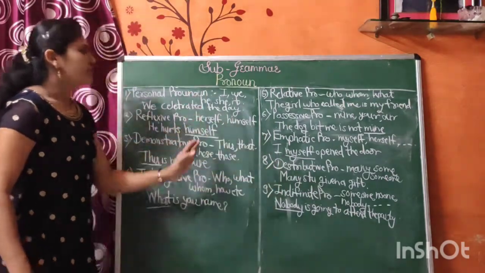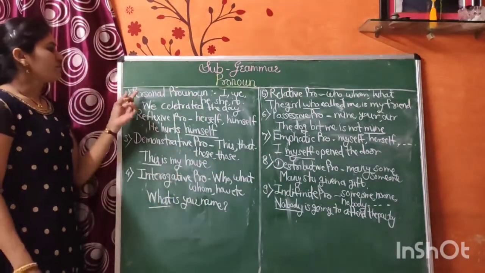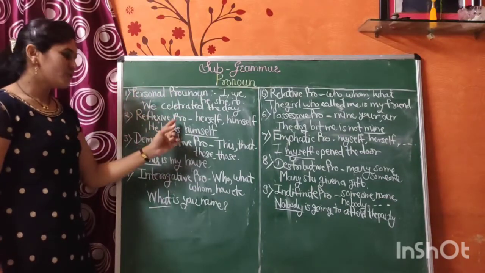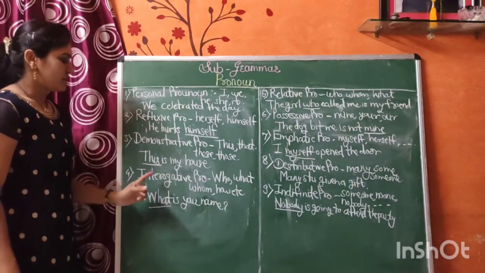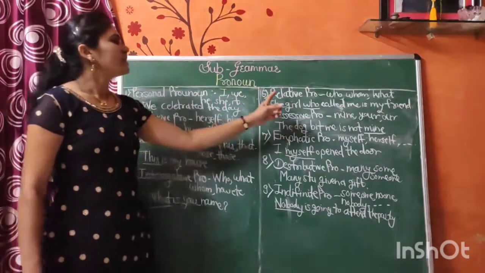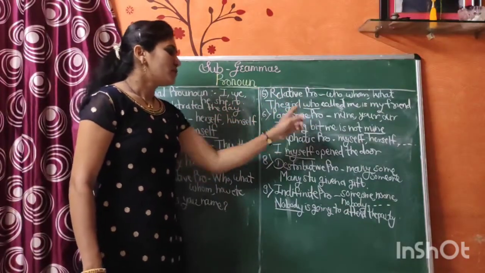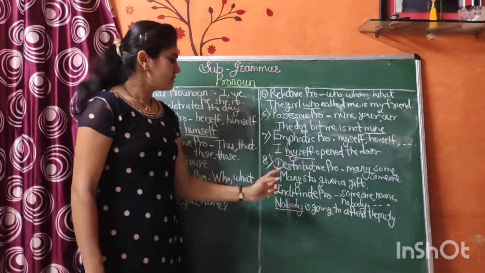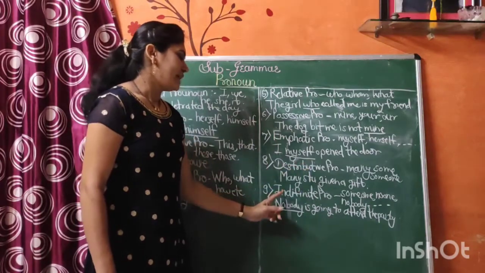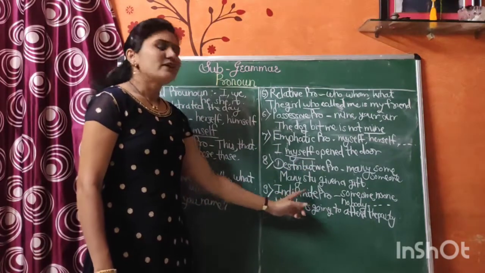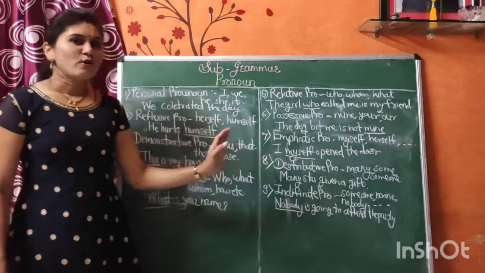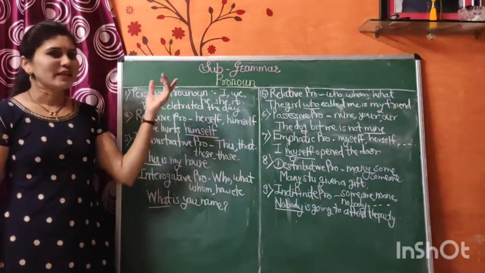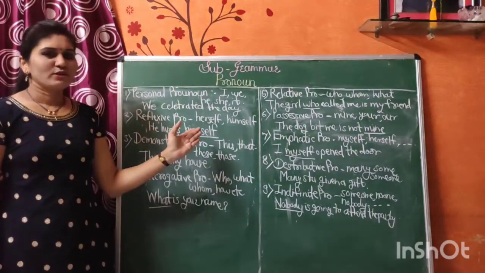So these are the 9 types of pronouns: personal pronoun, reflexive pronoun, demonstrative pronoun, interrogative pronoun, relative pronoun, possessive pronoun, emphatic pronoun, distributive pronoun, and the last one is indefinite pronoun. I hope you will understand the types of pronoun by watching this video.